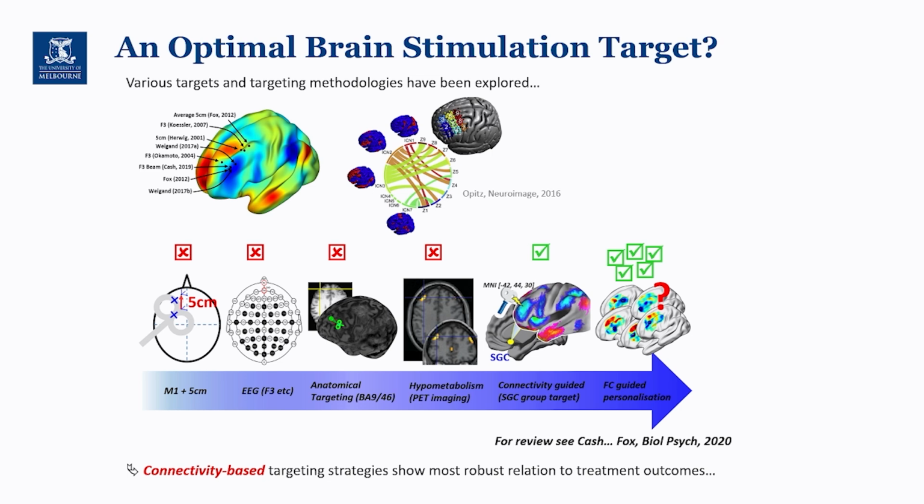And so over the years, we've seen that targeting approaches have evolved from a simple 5 centimetre rule. Some of you in the field may be familiar with this, to using the F3 coordinate of an EEG cap, anatomical targeting, and now, as I've shown there on the far right, the current state of the art is using fMRI and fMRI connectivity to personalise an individual patient stimulation site.